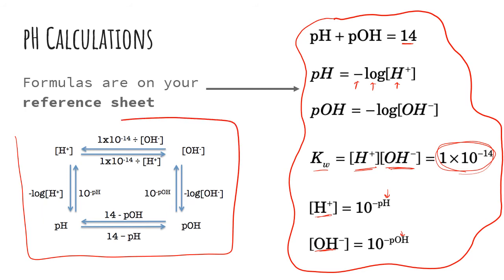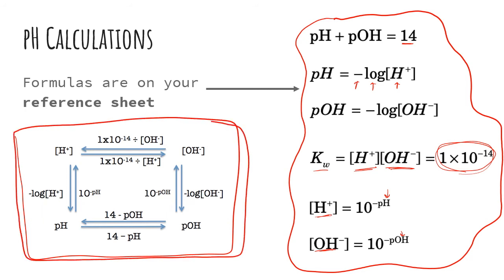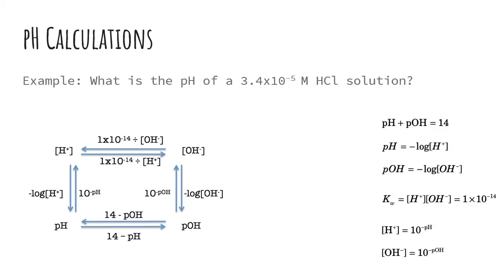Now, if you look over here, this is a different way to kind of put this. You can figure out where you're starting and where you're going, and that will help you figure out how to get there. So for this first one, what is the pH of a 3.4 times 10 to the negative 5 molar HCl solution? Well, where are we starting? We are given the concentration of HCl, which is an acid. So that means we are starting with the concentration of H+, and we're trying to go to pH.